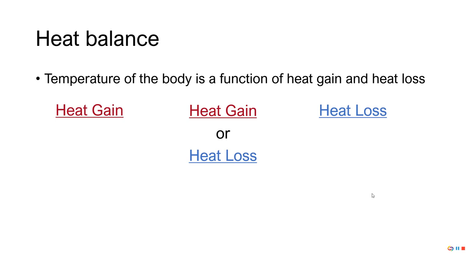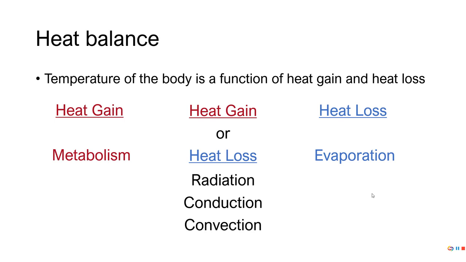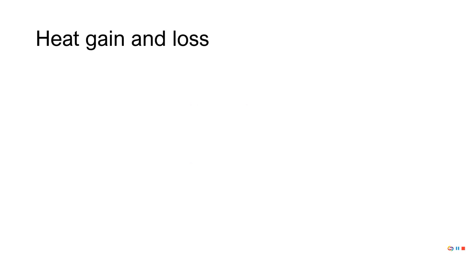There are 5 different ways that we can gain heat or lose heat. One is metabolism, and we can only gain heat from metabolism. On the other side, we have evaporation. You can't heat up from evaporation, you can only lose heat from evaporation. Then you've got these 3 others: radiation, conduction, and convection. Those can cause you to gain heat or to lose heat. It just depends on what's going on. All right, so definitions for these.